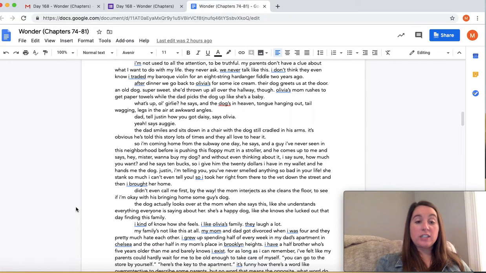"Dad, tell Justin how you got Daisy," says Olivia. "Yeah," says Augie. The dad smiles and sits down in the chair with the dog still cradled in his arms. It's obvious he's told this story lots of times and they all love to hear it. "So I'm coming home from the subway one day," he says, "and a guy I've never seen in the neighborhood before is pushing this floppy mutt in a stroller. And he comes up to me and he says, 'Hey, mister, want to buy my dog?' And without even thinking about it, I say, 'Sure. How much you want?' And he says, 10 bucks. So I give him the $20 I have in my wallet, and he hands me the dog.